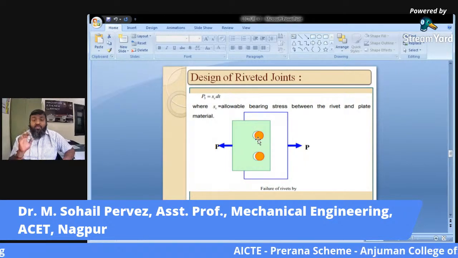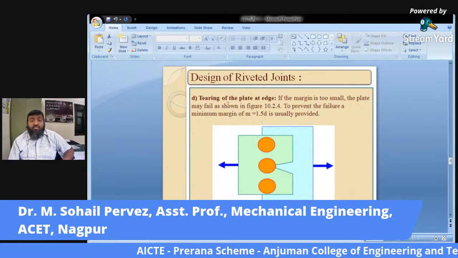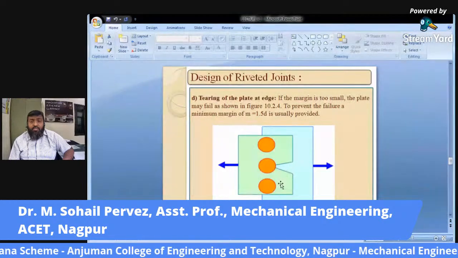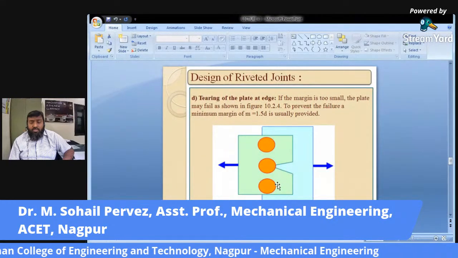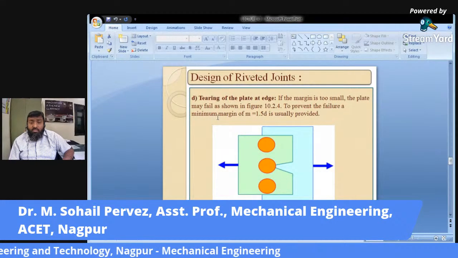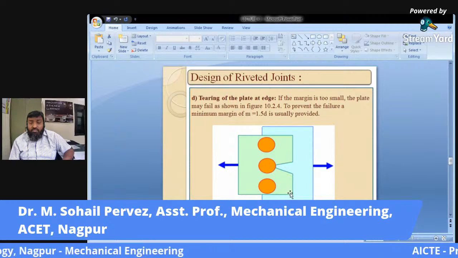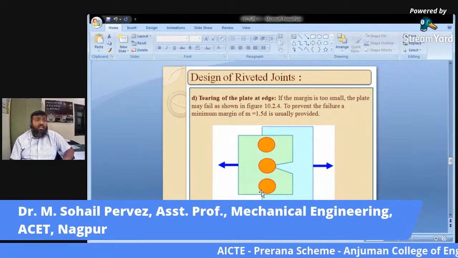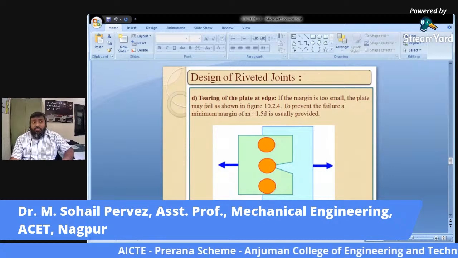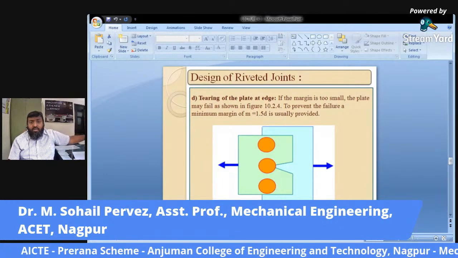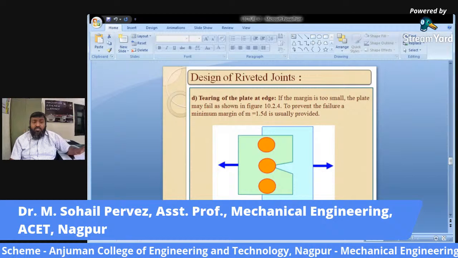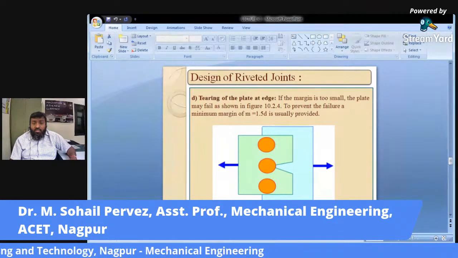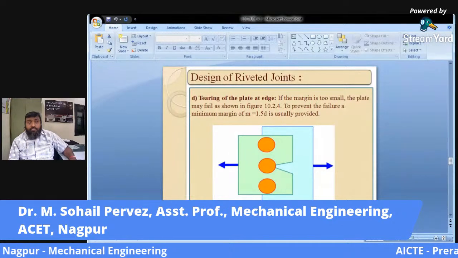Right? The next one. Now, tearing of the plate at the edge. This may happen. That's why the concept, which I'm using again and again, a minimum margin of 1.5D should be there from the edge of the plate to the diameter line of the rivet. So this may happen. No issue.